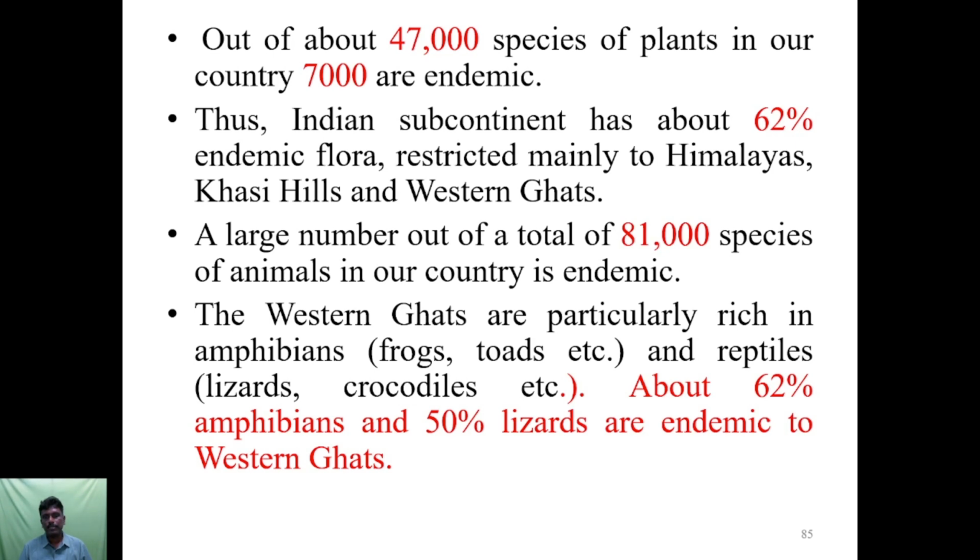Out of about 47,000 species of plants in our country, 7,000 are endemic. Thus, the Indian subcontinent has about 62% of endemic flora, restricted mainly to the Himalayas, Khasi Hills and the Western Ghats. A large number out of a total of 81,000 species of animals in our country is endemic. The Western Ghats are particularly rich in amphibians and reptiles. About 62% of amphibians and 50% of lizards are endemic to the Western Ghats.